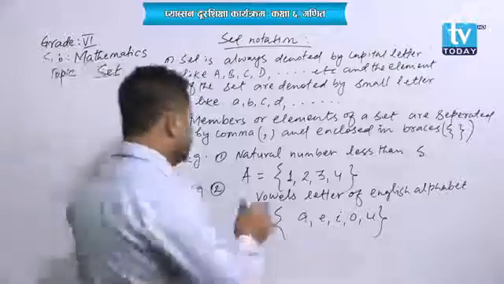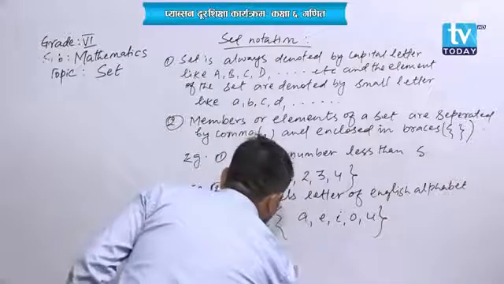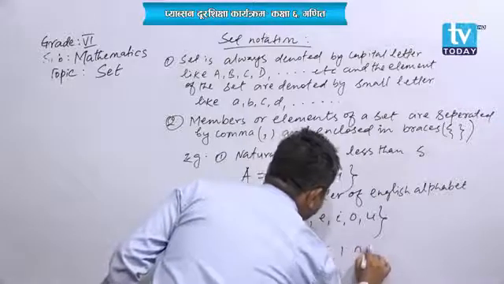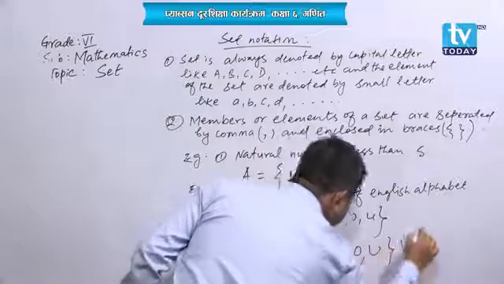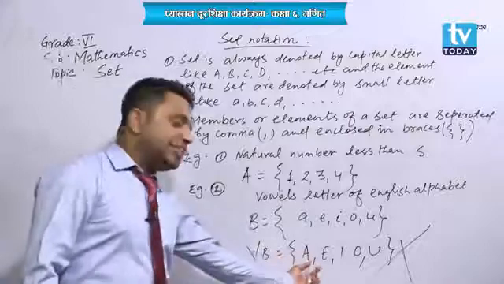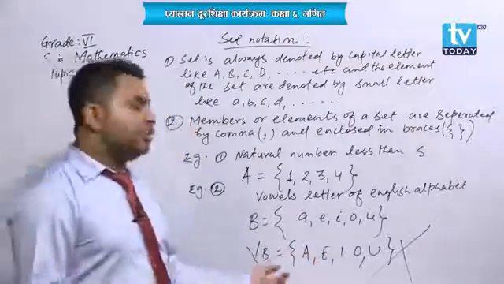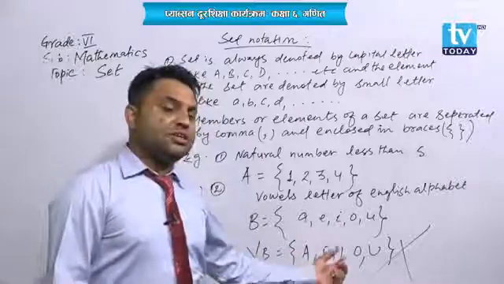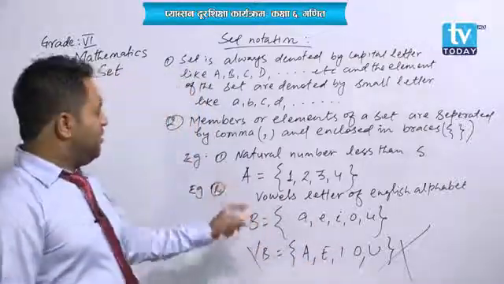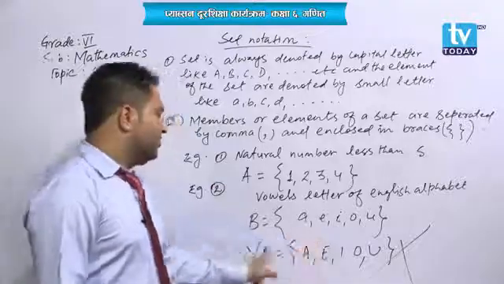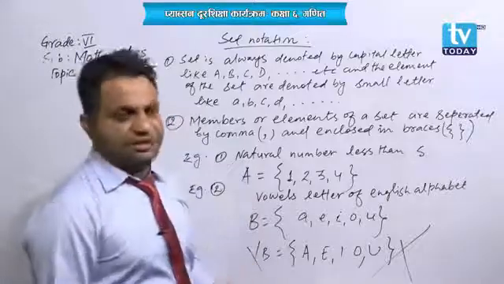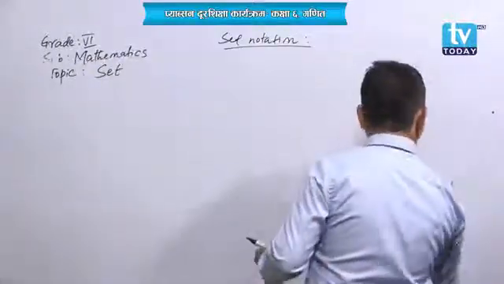Is that clear? Suppose you write set B equals A, E, I, O, U. It will be a mistake. In this way, you cannot write the elements of the set, you cannot denote them by capital letters. Simply, the notation is that a set is denoted by a capital letter. Elements of the set you cannot denote by capital letters.